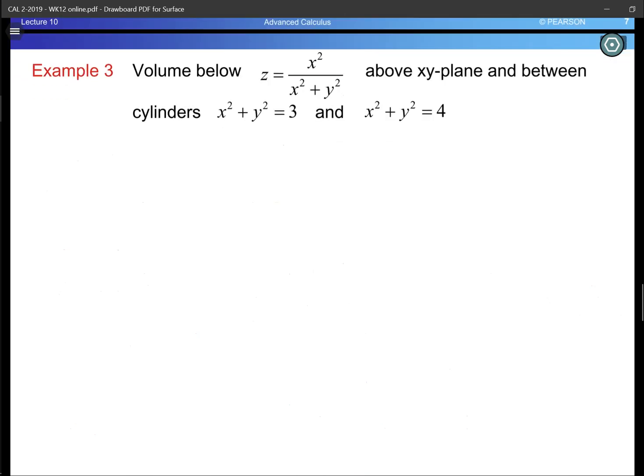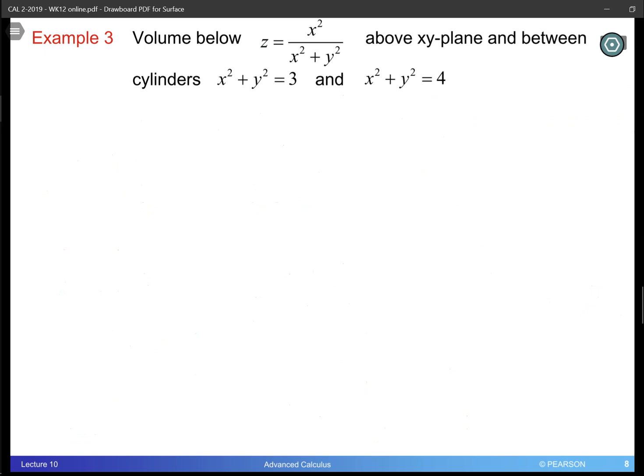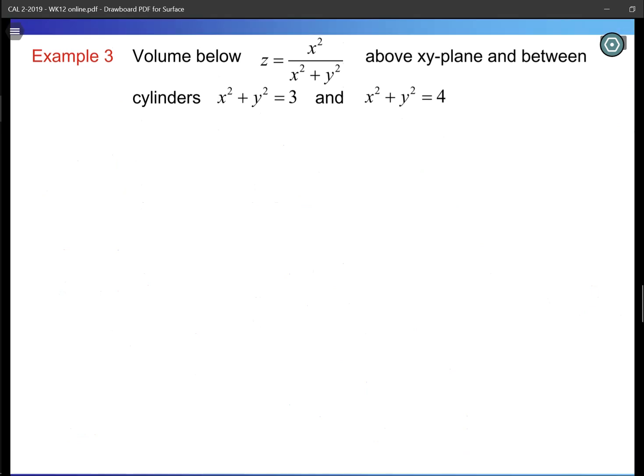Okay, let's try one more. Example 3. I'm getting tired here, but let's do example 3 and we can continue with more examples in part 2. So example 3. So what are we looking at here? We are supposed to find the volume. Okay, volume, expect some double integration.